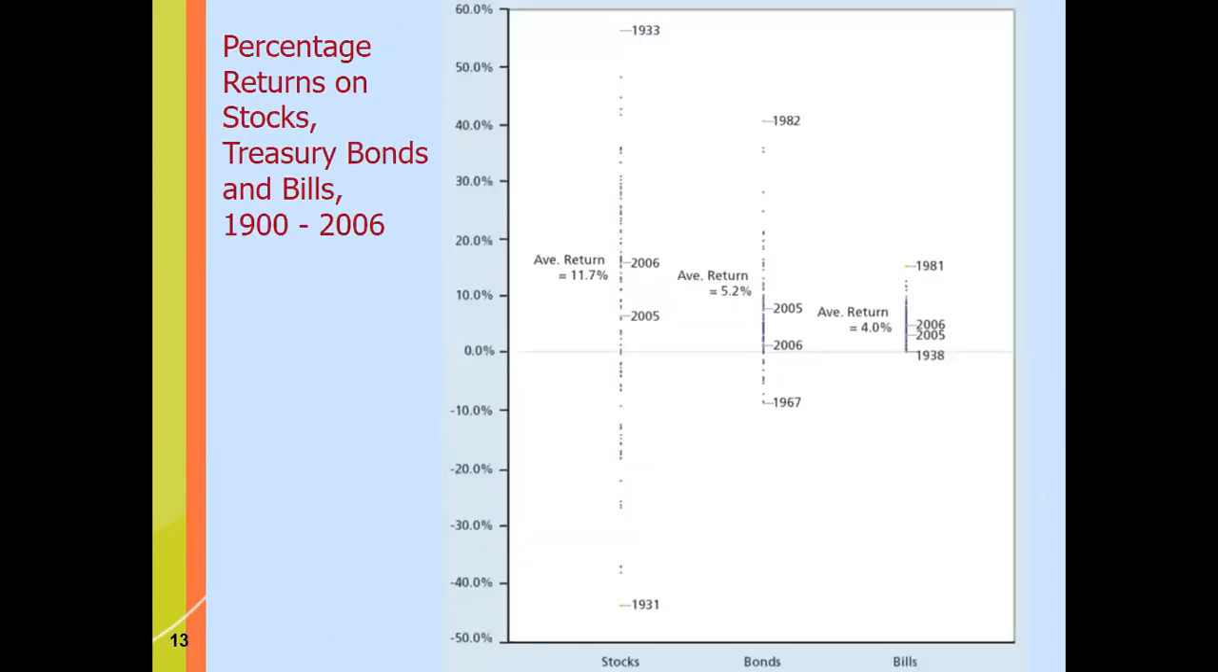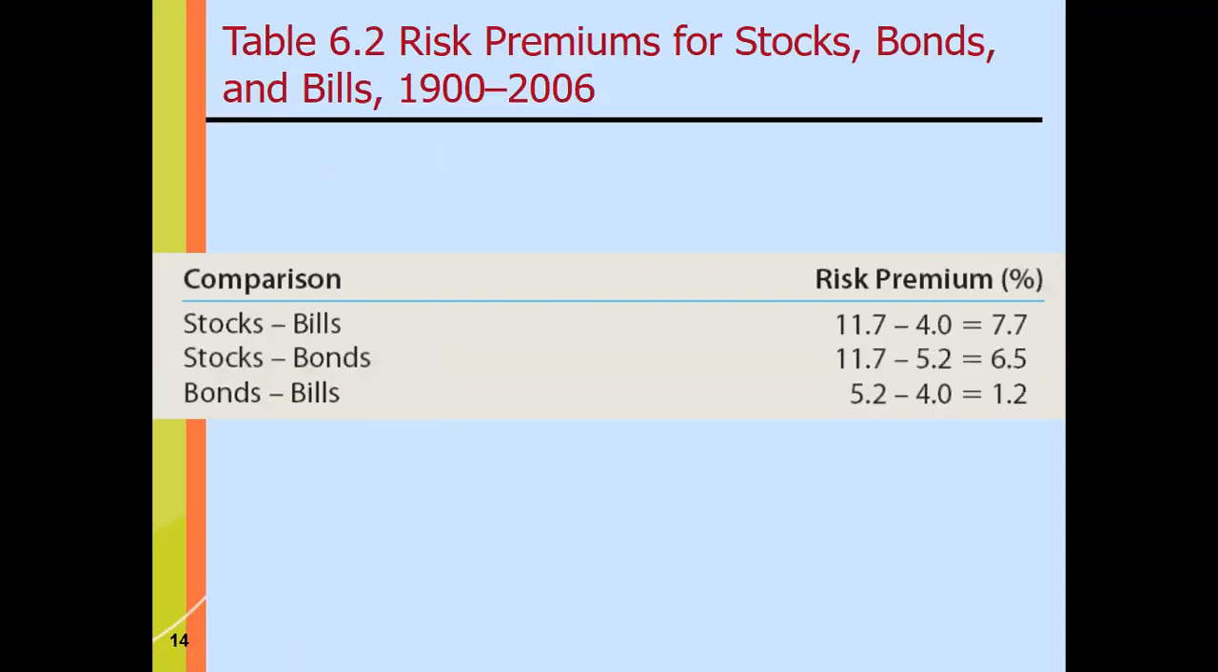And then if we translate that into an interesting graph, stocks here, bonds, and bills last, and this is our y-axis. So this is 0, with positive going upwards and negative going downwards. So still stocks would have the highest average returns in terms of the years from 1900 to 2006. Then table 6.2 would show us the risk premium. It's just enlarged as compared to before.